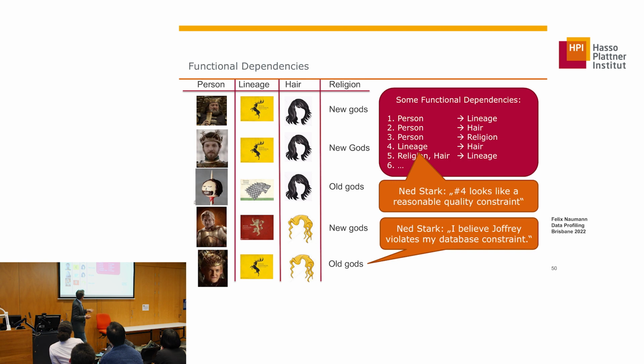But there are more interesting ones, like the lineage determines the hair color, so two persons with the same lineage will also have the same hair color, or two persons with the same religion and same hair color will have the same lineage. You can do all sorts of kinds of discovery. These are functional dependencies, right?